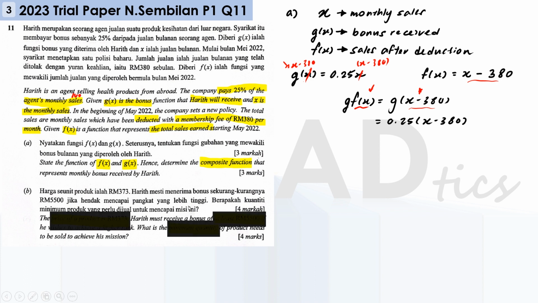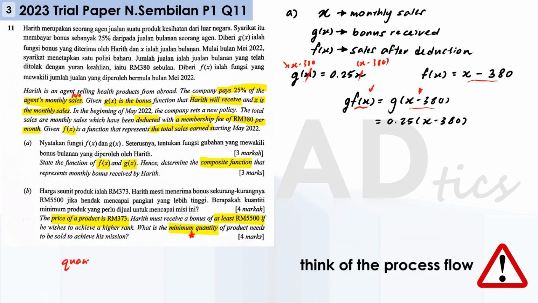And for part B, it says the price of a product is 373, and Harif must receive this bonus amount if he wants to achieve a higher rank, or means promotion. So what is the minimum quantity of products needs to be sold to help him achieve this promotion? Before we find the quantity, let's figure out what is the minimum sales that Harif has to do. But in this condition, it only gives us the bonus condition: must receive a bonus of at least 550. So this is the bonus amount.